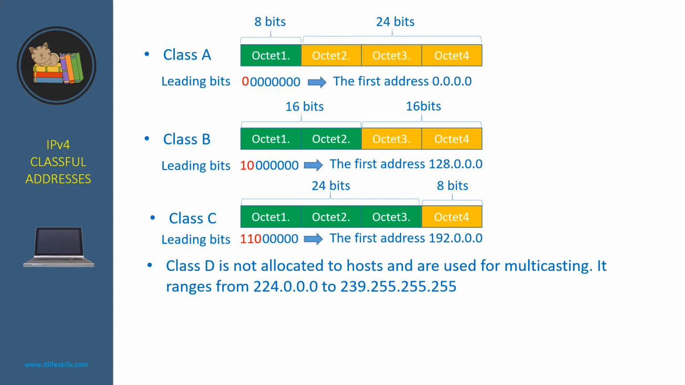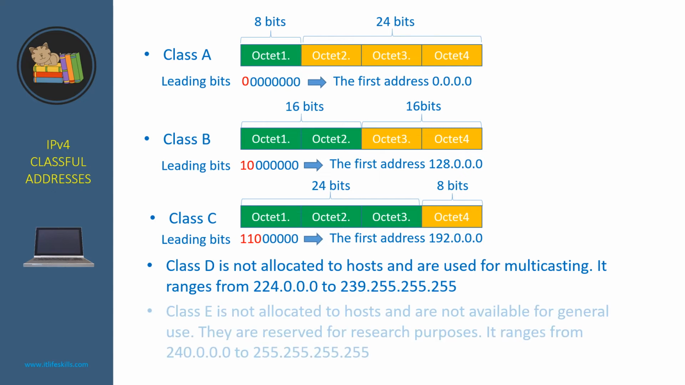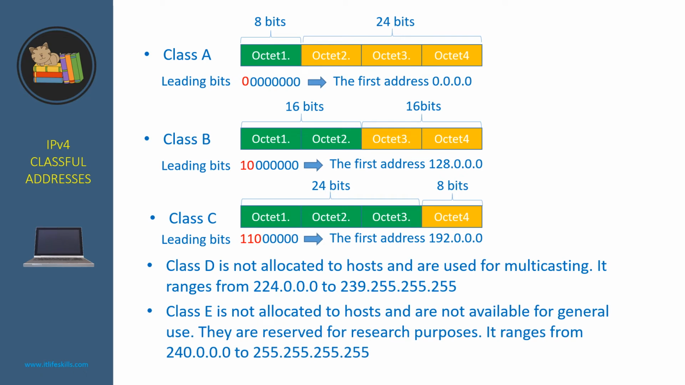Class D is not allocated to hosts and is used for multicasting. It ranges from 224.0.0.0 to 239.255.255.255.